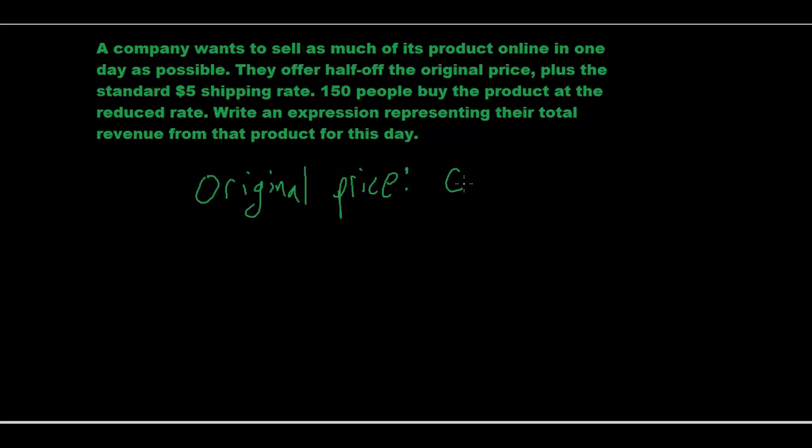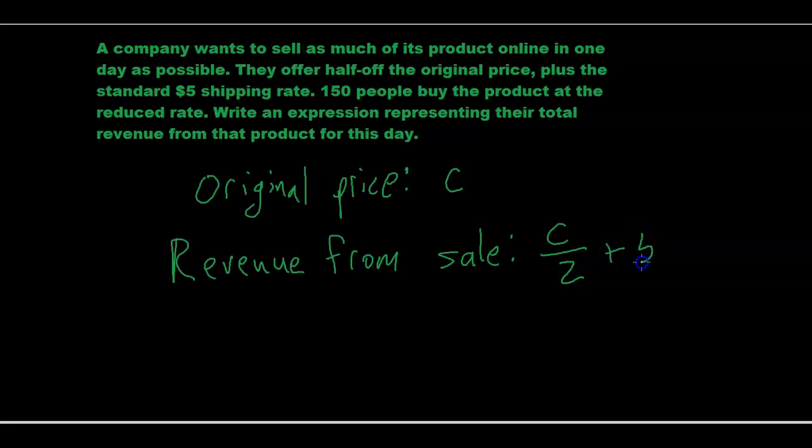Okay, so now let's try to write an expression representing the revenue. Let's write the revenue from each individual sale. Okay, what's the revenue? Well, it's the price of the product, but half off that price, plus the $5 shipping rate. So that's going to be 1/2 of the original price C plus 5. All right, so this expression right here gives us their revenue from each individual sale.